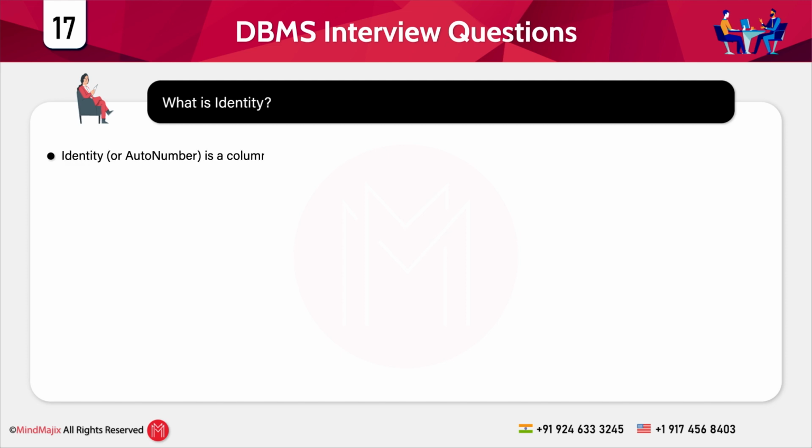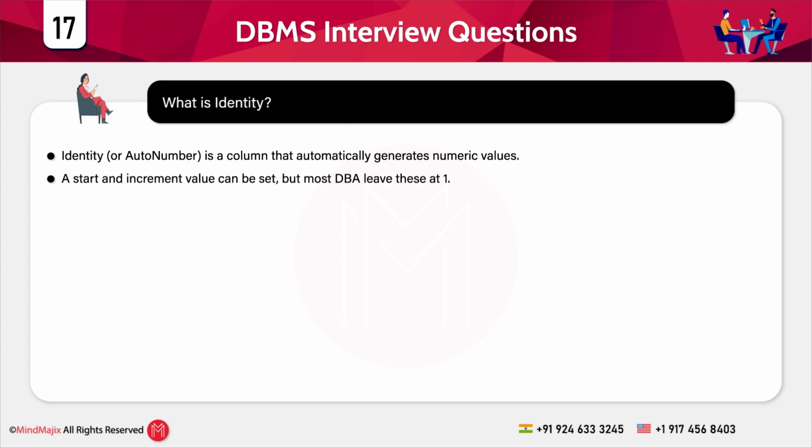So identity or auto number is a column that automatically generates numeric values. A start and increment value can be set, but most DBA admin guys leave this value to 1. A GUID column also generates numbers, and the value of this cannot be controlled. So identity or GUID columns do not need to be indexed.